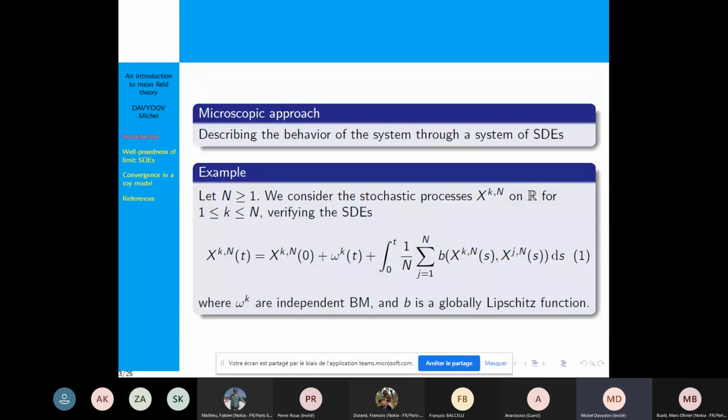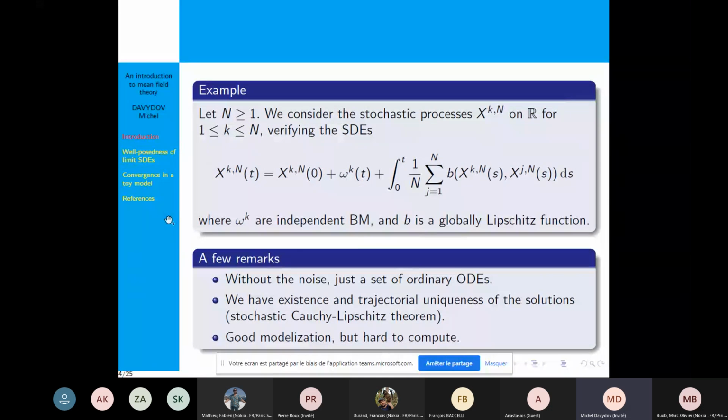So this was a presentation of the microscopic approach. I've just rewritten the same equation again, to have the remarks at the same time as the equation. If you remove the noise, as I talked about earlier, you just get a set of ordinary differential equations. All the randomness comes from the Brownian noise term over here, and these equations are well posed because B is Lipschitz. There is a very strong tool, the stochastic Cauchy-Lipschitz theorem, which is a version of the standard Cauchy-Lipschitz theorem for stochastic differential equations. It gives us both existence of the solutions to this set of equations, and uniqueness of the solutions in the sense of the trajectories. So given an initial condition, you have only one trajectory that solves these equations.